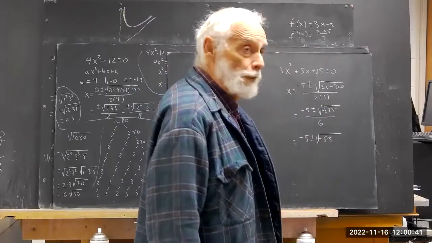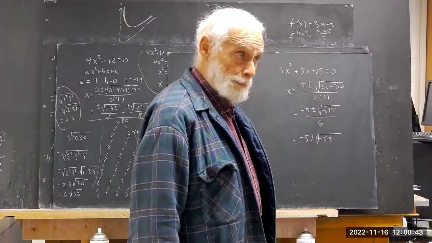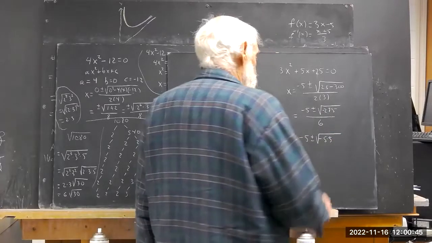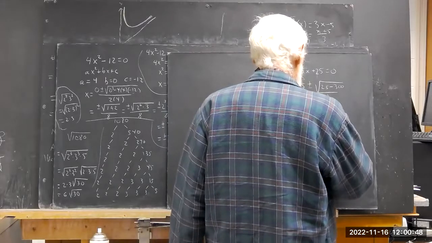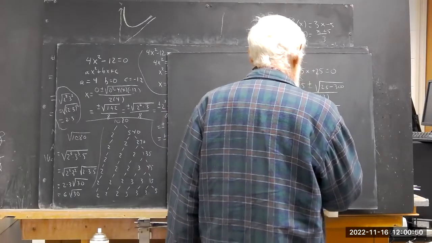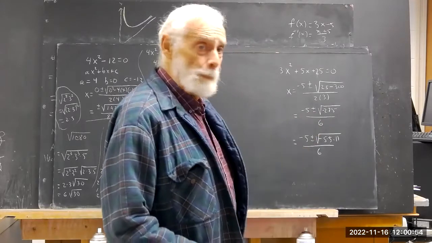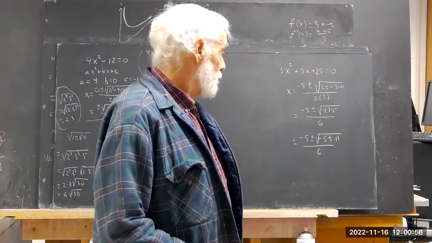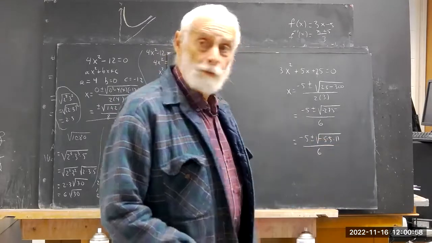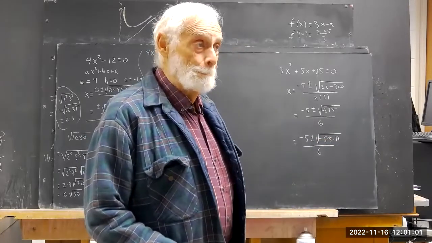You divide that by 5. You get 55. Then you have another 5. You got 11. You agree? 275 comes down to 5 times 5 times 11.